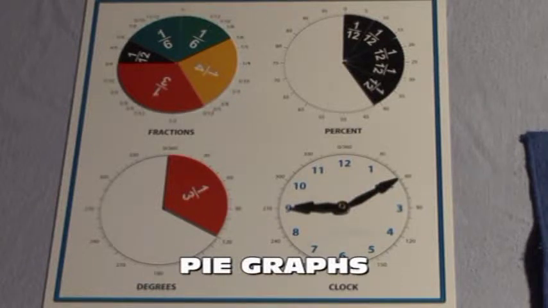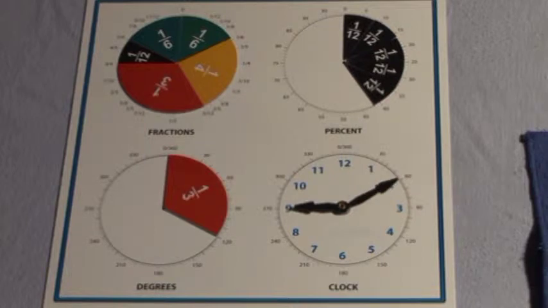This lesson is pie graphs using board number 34, the protractor, dry erase markers and cloth, and the fraction circles. On board number 34 you can see that we have 4 circles laid out. They're all equal size so that we can make conversions between fractions, percent, and degrees.